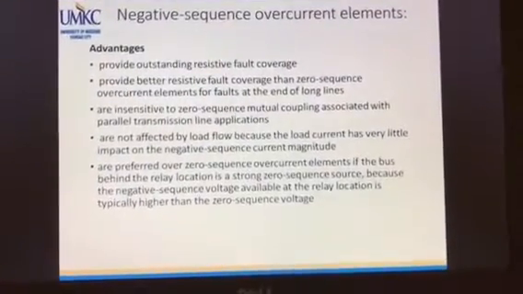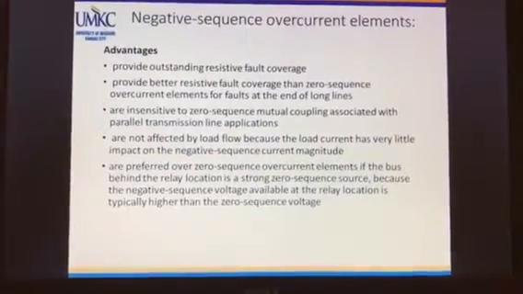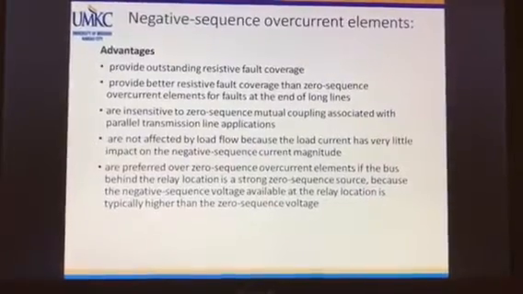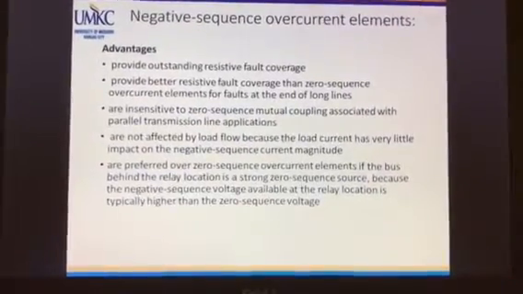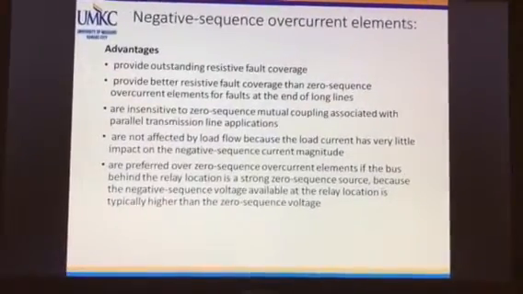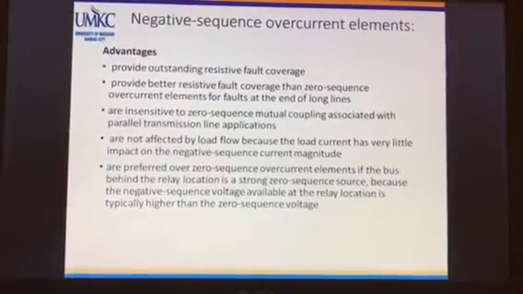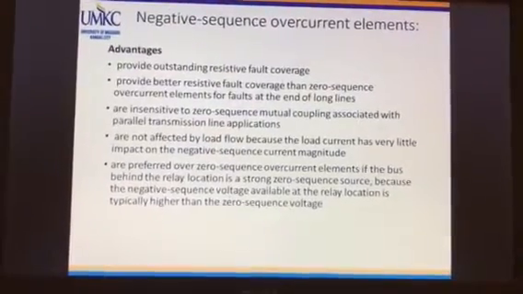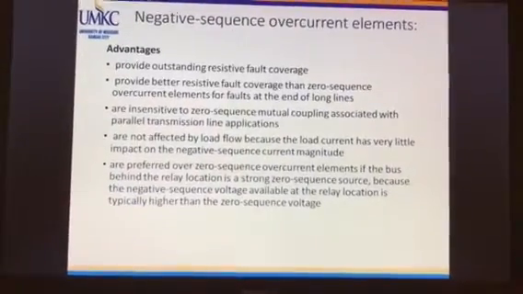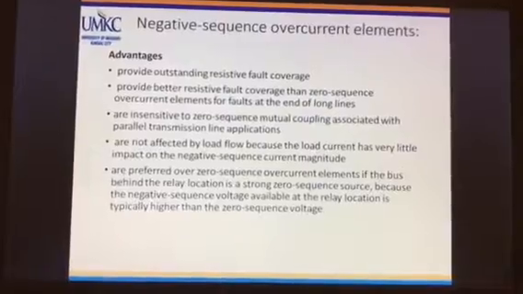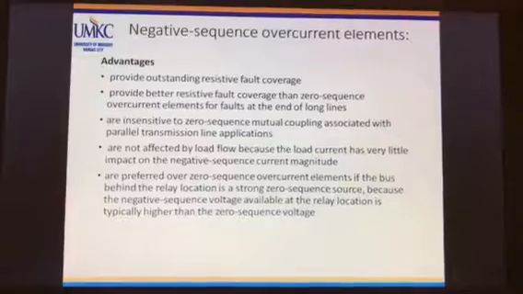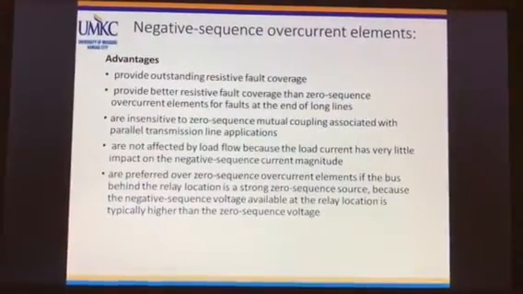Some more advantages of the negative sequence current elements are that these provide outstanding resistive fault coverage. They have better resistive fault coverage than the zero sequence, and these are insensitive to the mutual coupling associated with parallel transmission line applications, and these are not affected by the load flow because the load current has very little impact on the negative sequence current magnitude, and definitely these are preferred over the zero sequence over current elements. Also, if the bus is behind the relay location, the negative sequence voltage available at the relay location is higher as compared to the zero sequence voltage.